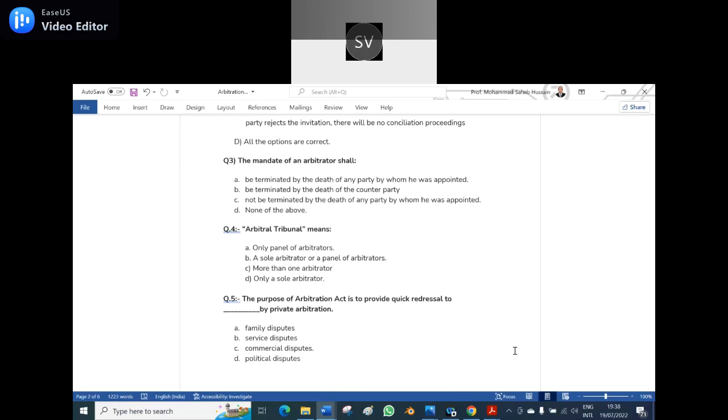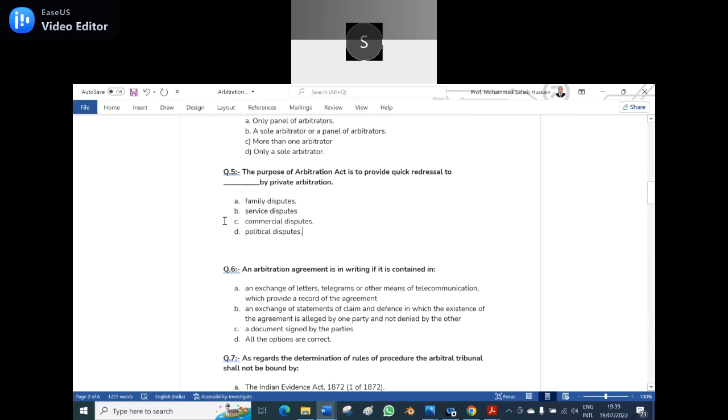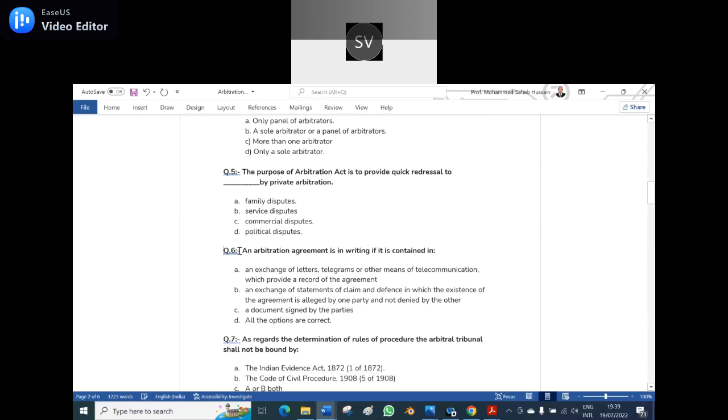Fifth question, the purpose of Arbitration Act is to provide quick redressal to dash by private arbitration. Option A, family disputes. Option B, service disputes. Option C, commercial dispute. Option D, political disputes. Commercial dispute, option C. Yes, simple question. It's for commercial disputes. For family, we have got family courts. Mediation.